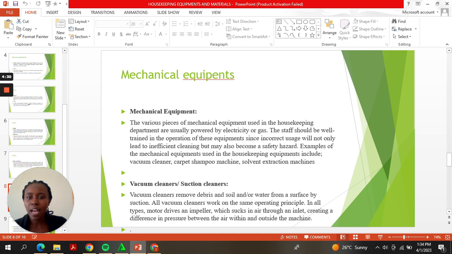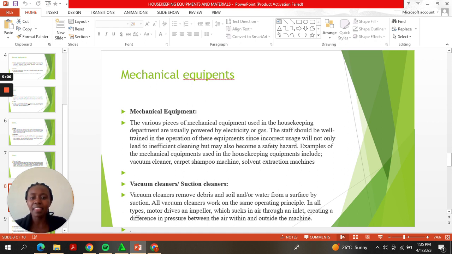We also have the mechanical equipments. For the mechanical equipments, we said these are the equipments which require the power supply for them to operate. The examples of the mechanical equipment will include a vacuum cleaner, a carpet shampoo machine, and a solvent extraction machine. For the vacuum cleaner, in most cases, it will be used to remove the dust or the debris from the surfaces.